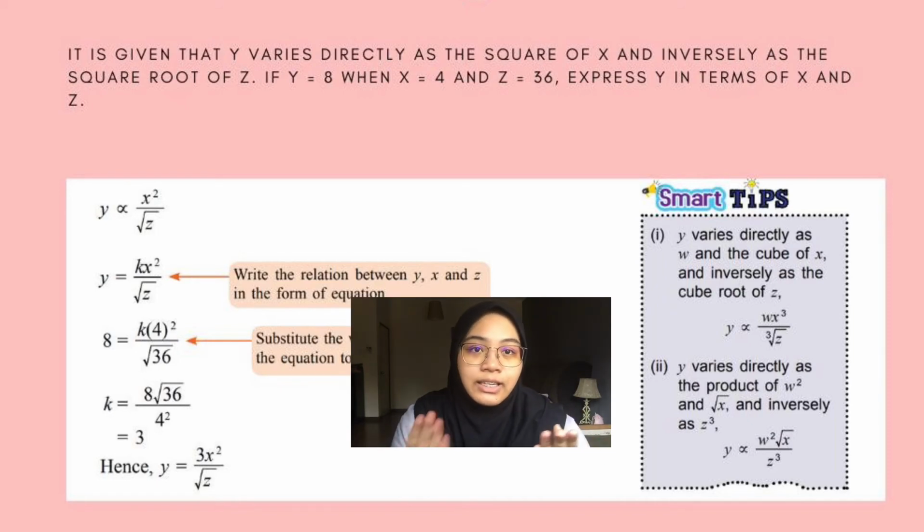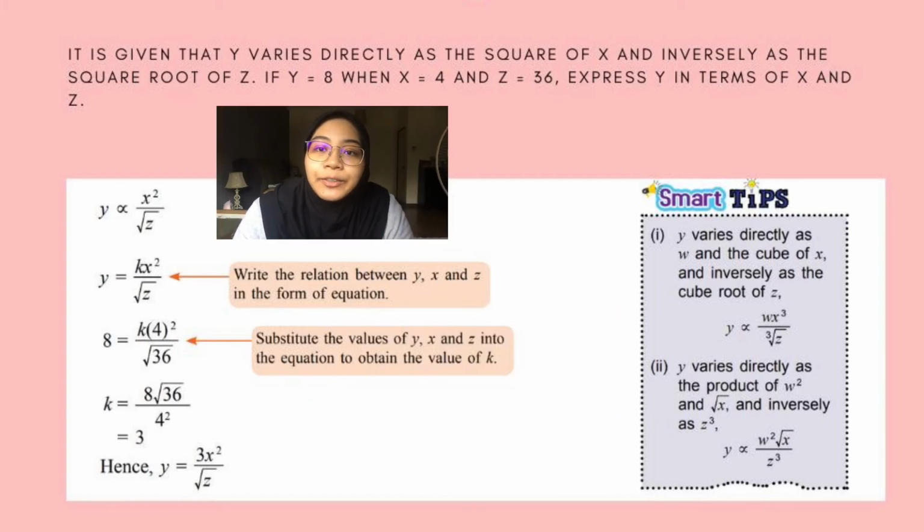So as you can see, you first write down whatever the question has given you in a form like this, so that you can see which one varies directly and which one varies inversely. If you write it like this, you can see it easier because it's written in a shorter form. Now let's take a look at the question.